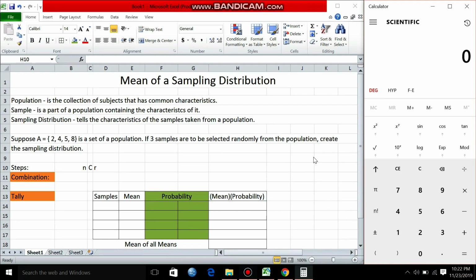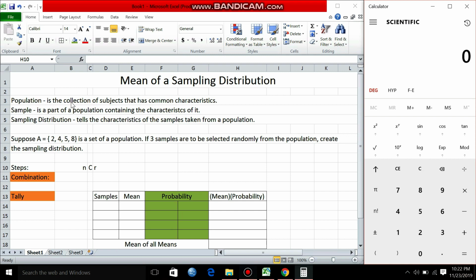Today we will be discussing the mean of the sampling distribution. Before anything else, let us first define and become familiar with the terminologies that we're going to tackle. When we say population in statistics, it is a collection of subjects that has common characteristics.